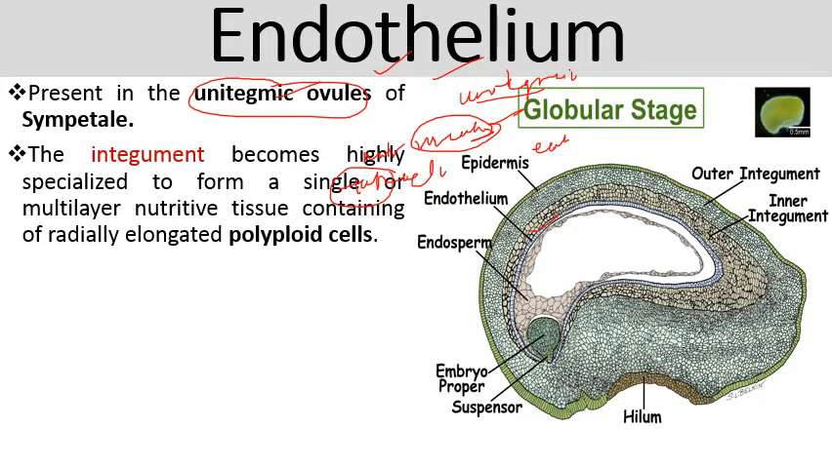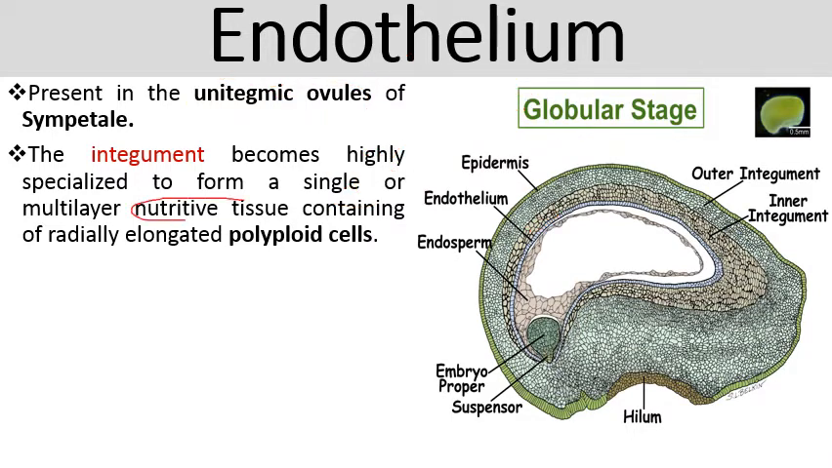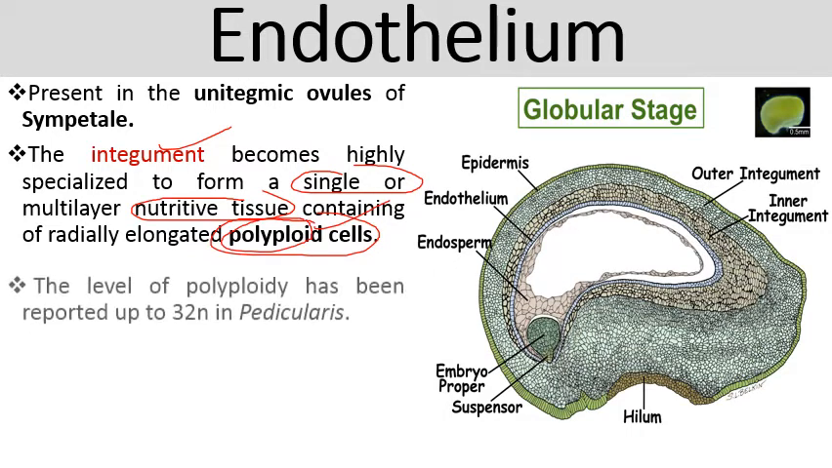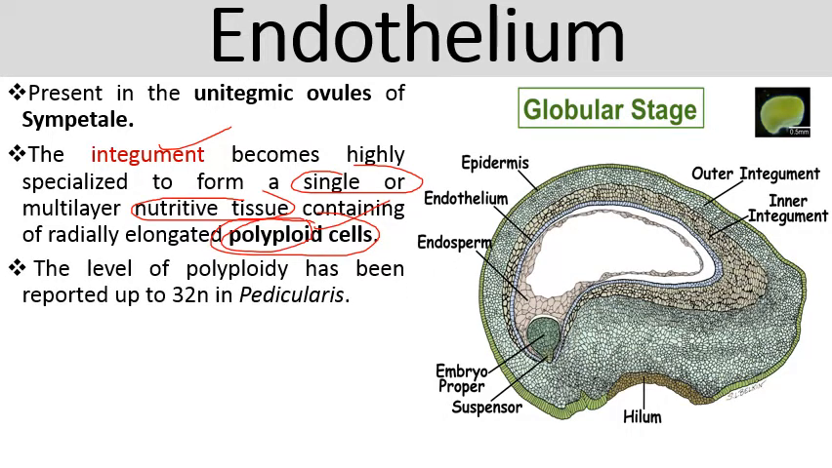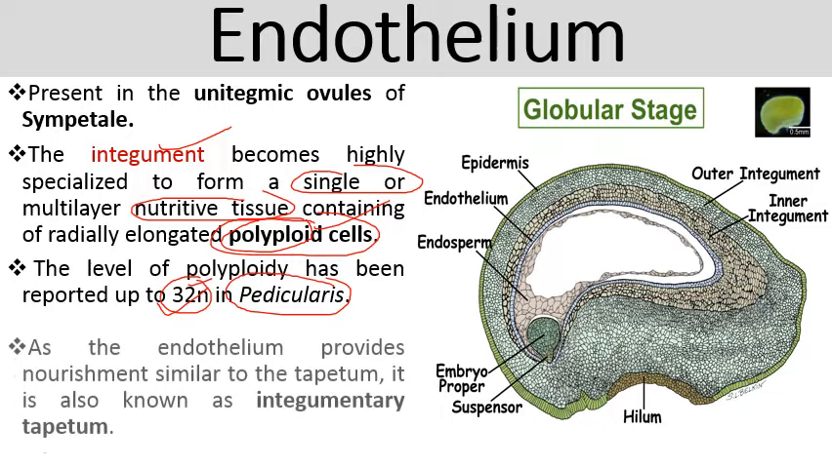Then the integument becomes highly specialized to form a single or multi-layered nutritive tissue. जो integument है उसी से बनता है specialized tissue जो कि single और multi-layered होता है, and these cells are radially elongated and are polyploid in nature. ये देखा गया है कि there is one plant which is known as Pedicularis, उसमें जो ploidy level है there is 32N. So ये जो nutritive cells हैं उनमें ये ploidy level देखा गया, that is 32N in Pedicularis.